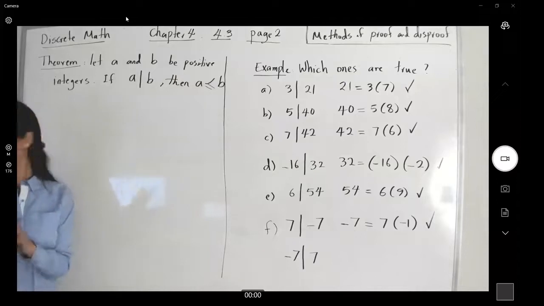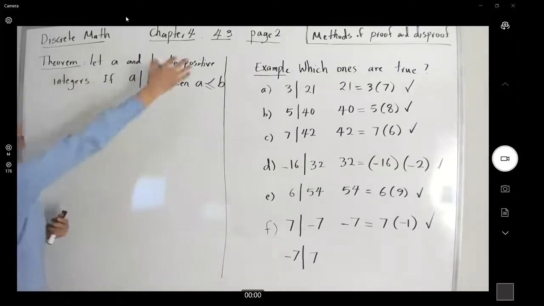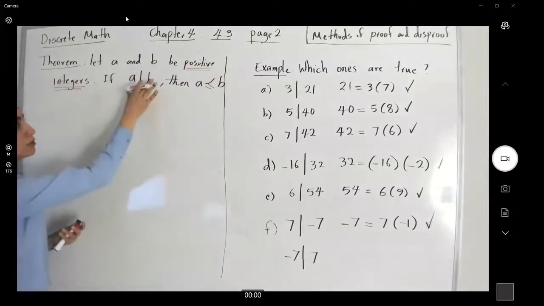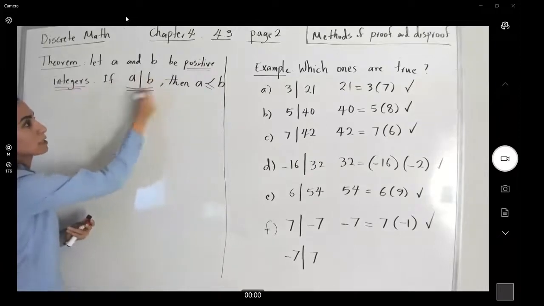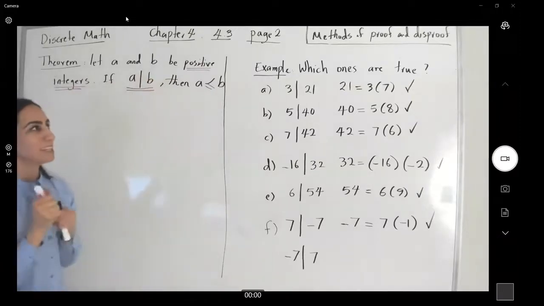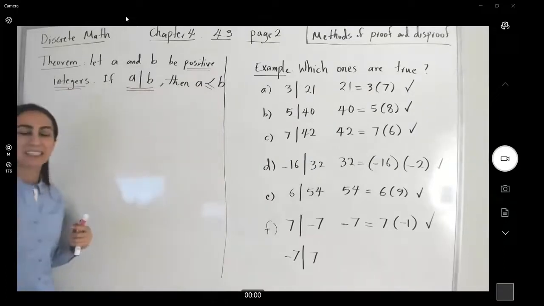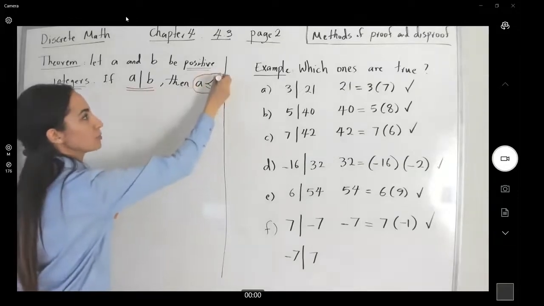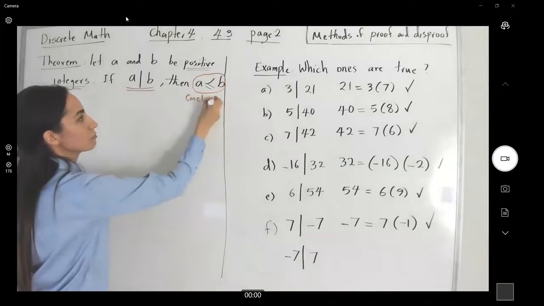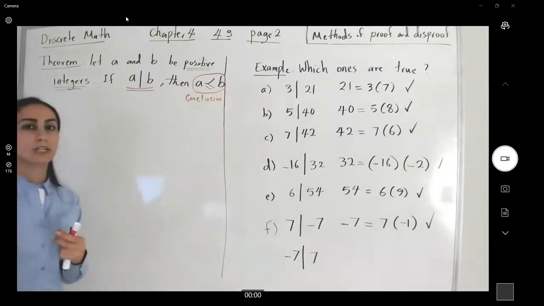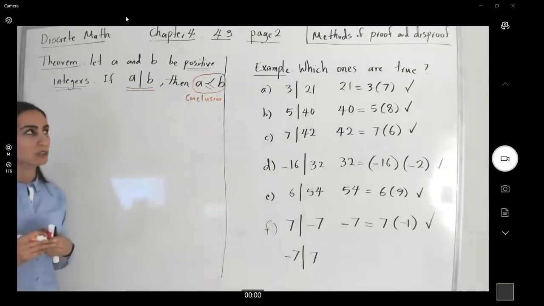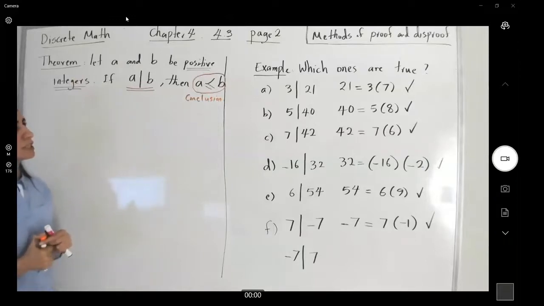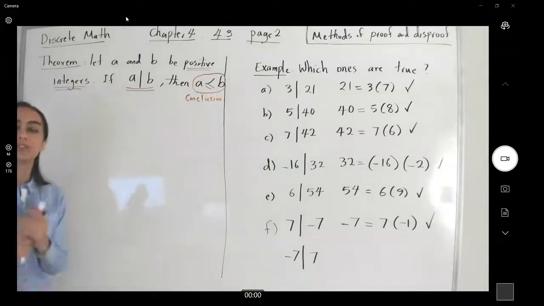So what do we have here? We have a hypothesis that says A and B are positive integers, and we also know that A divides B. What is the goal? The goal is to show that A is less than or equal to B. So this is the conclusion that we try to prove. We're not looking for a specific example here. We're trying to prove a universal statement. To prove this universal statement, let us try using direct proof.